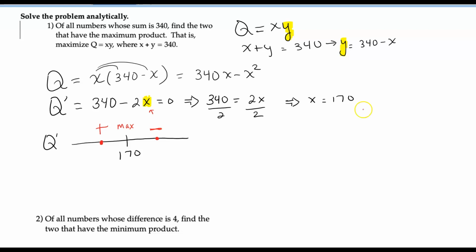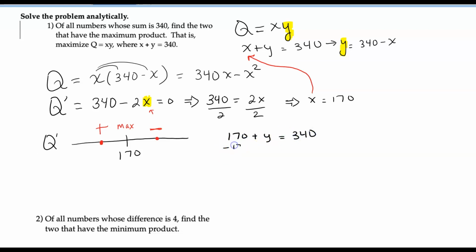Now that we know what x equals, I can go back and substitute it into the original equation over here, and that is to say that 170 plus y equals 340.